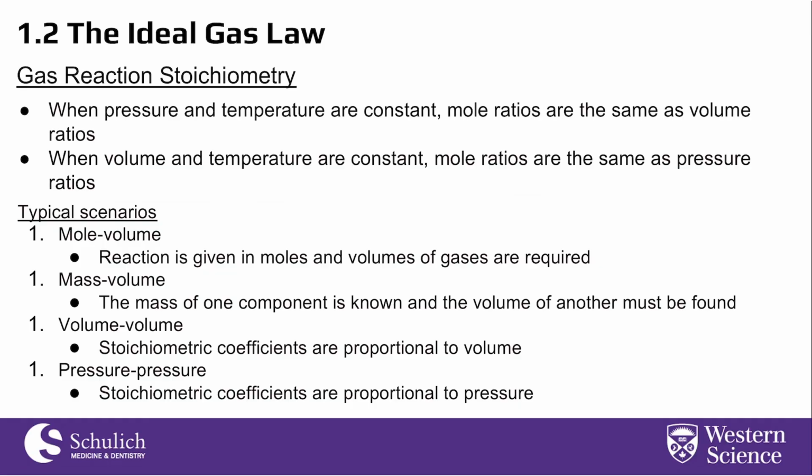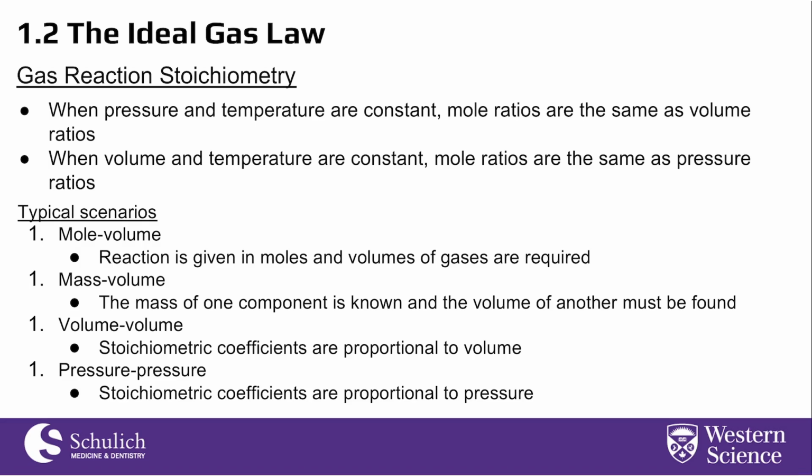For gas reaction stoichiometry, this states that when pressure and temperature are constant, mole ratios are the same as volume ratios, and when volume and temperature are constant, mole ratios are the same as pressure ratios. And so there are some typical scenarios. So there's mole volume, which is when the reaction is given in moles and the volume of gases are required. That's when you would use that.